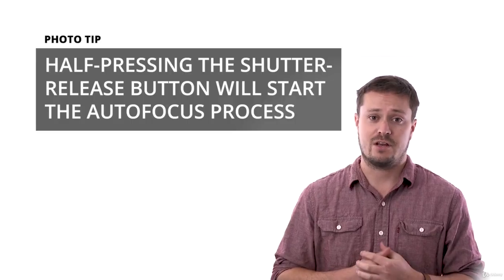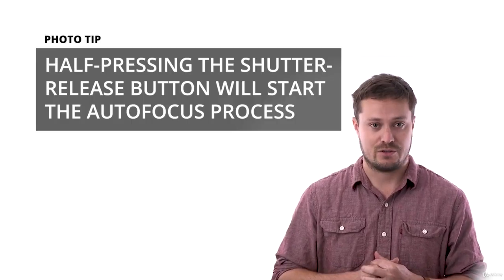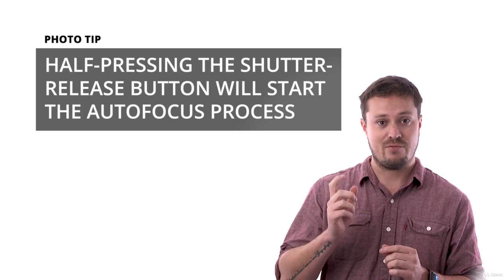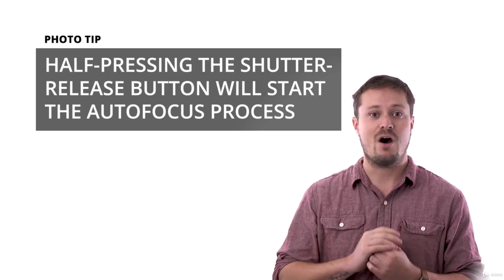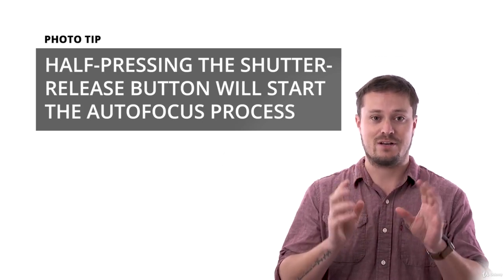With most DSLR and mirrorless cameras, when using autofocus mode, you press on the shutter halfway, you'll hear a beep, and some autofocus points will light up on your screen. It's really looking for contrasting lines. By default, the camera is using all those points at the same time.